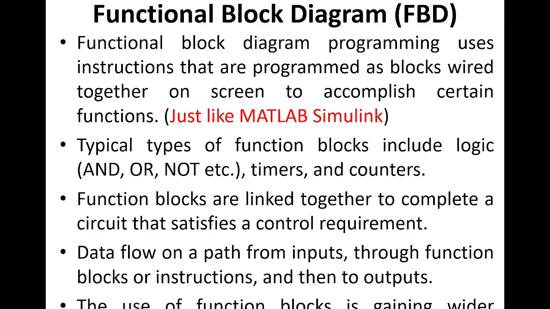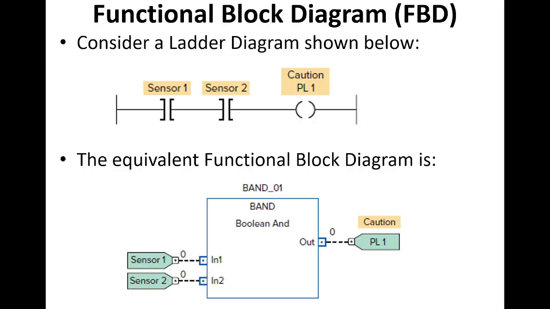Next, when we come across the function block diagram, the programming uses instructions which can be programmed in terms of blocks. As the name implies, it is programmed as blocks wired together on screen to accomplish certain functions. The types of function blocks include AND, OR, NOT, etc. Timers and counters can also be included. Function blocks are linked together to complete a circuit that satisfies a control requirement. Here you can see the data flow on a path from inputs through the function blocks or instructions and then to the outputs. The use of function blocks is gaining wider acceptance.